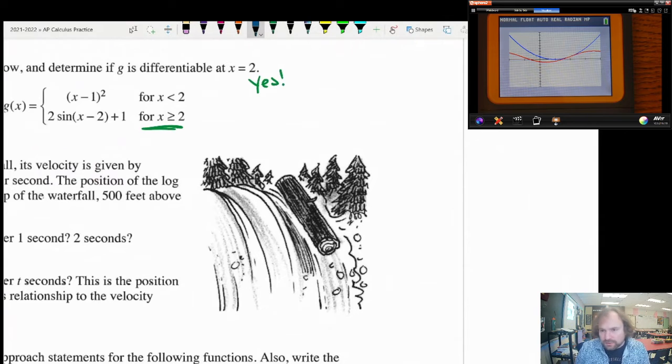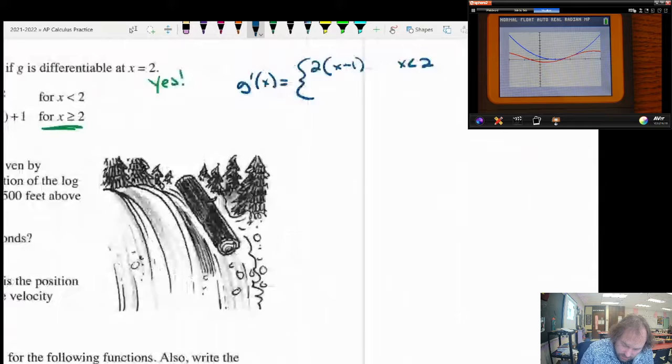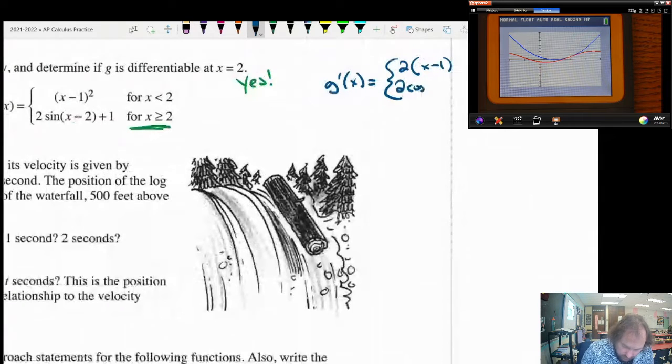Another way to determine if they're differentiable would be to take the derivatives. G prime of x would be 2 times x minus 1 for values of x that are less than 2, and it would be 2 times the cosine of x minus 2 for values of x that are greater than or equal to 2. And what you could do at this point is just plug in 2.